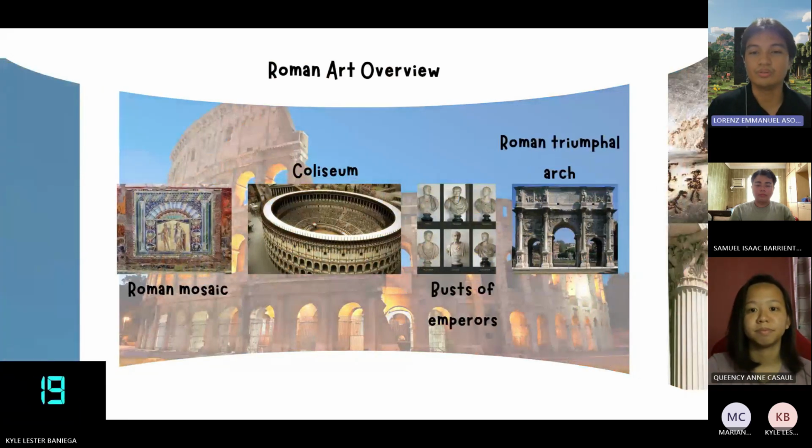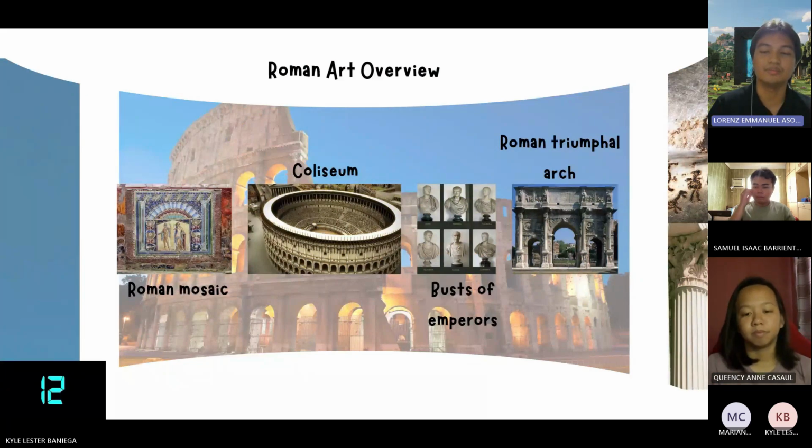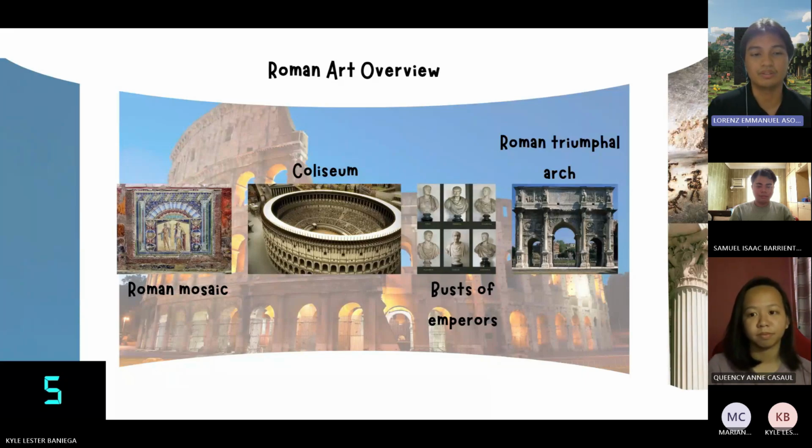Now, moving on to Roman art. So, the Romans borrowed heavily from Greek art but added realism and practical function. Their art mostly glorified empire, military power, and civic achievement.